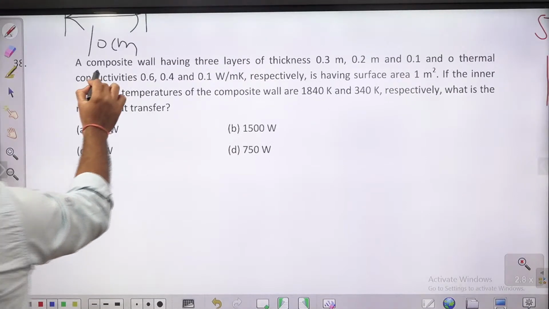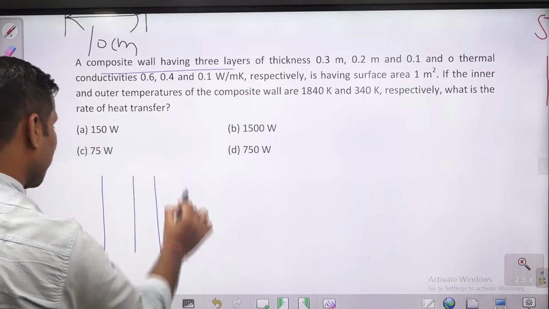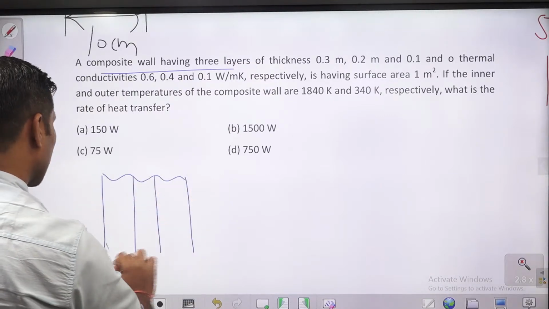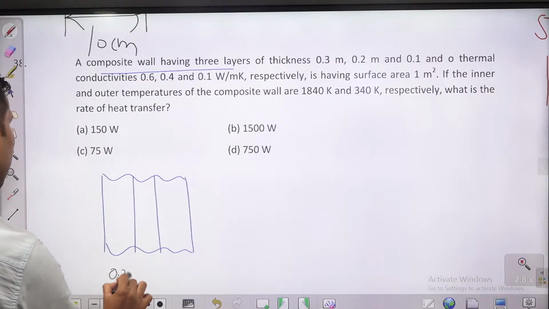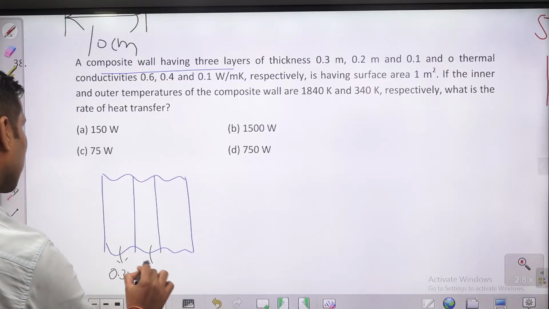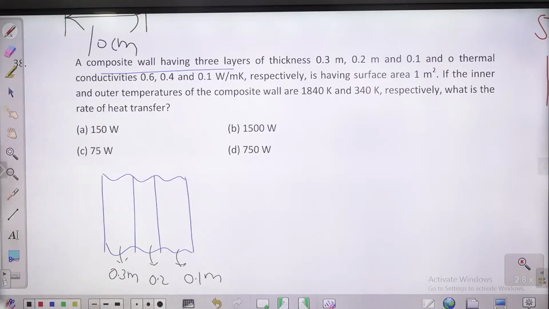So there is a composite wall of 3 layers, something like this. This is having the length, thickness 0.3 meter. This is 0.2 meter, and this is suppose 0.1 meter. It looks bigger in the figure, but forget about that.